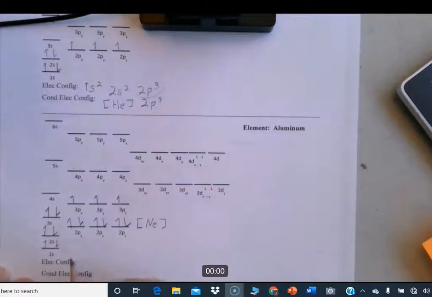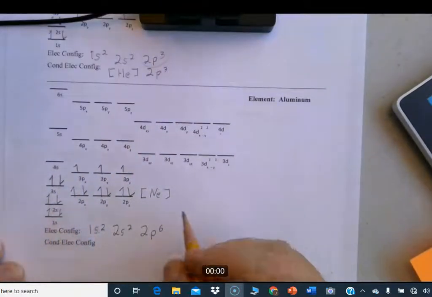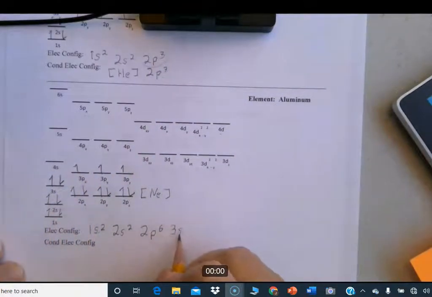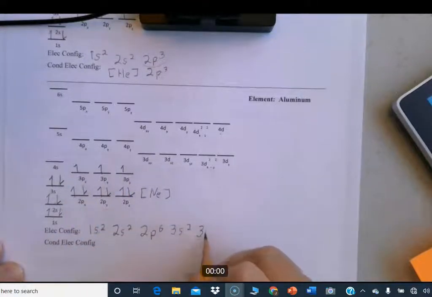So go ahead and write this out. It's 1s2, 2s2, 2p6. Now we go up to 3s, 3s2, and finally 3p. There's 3 electrons in the p orbital, 3p3.